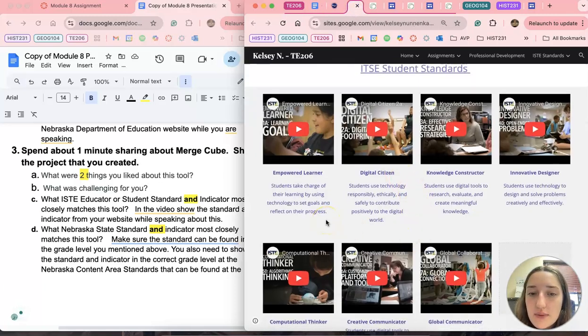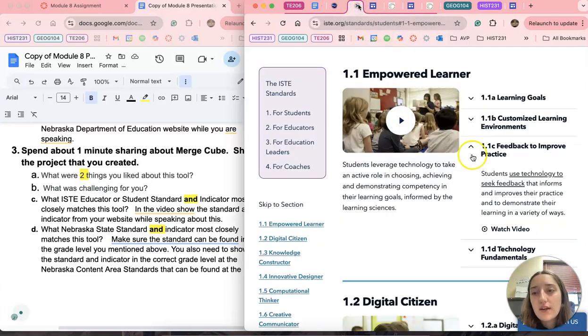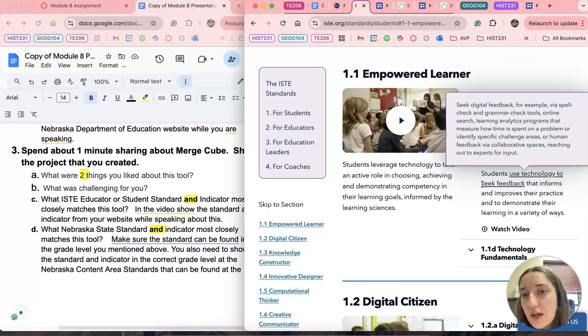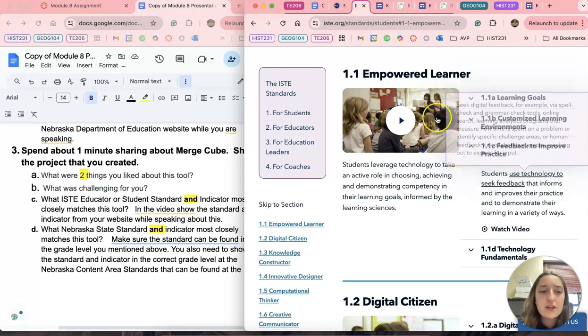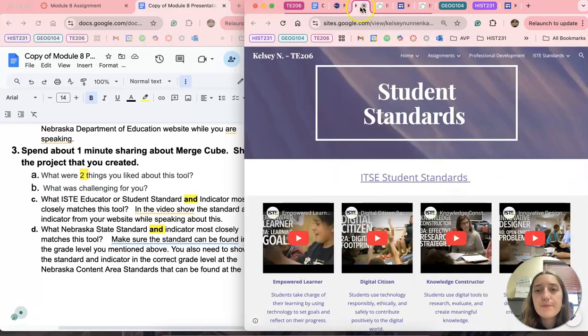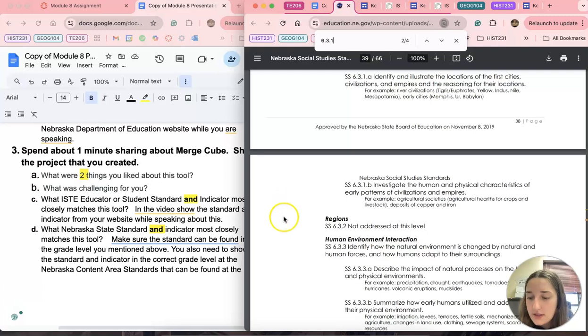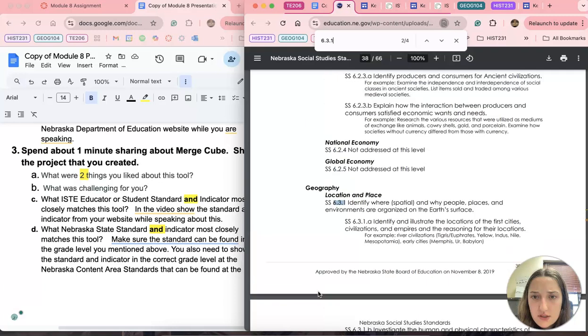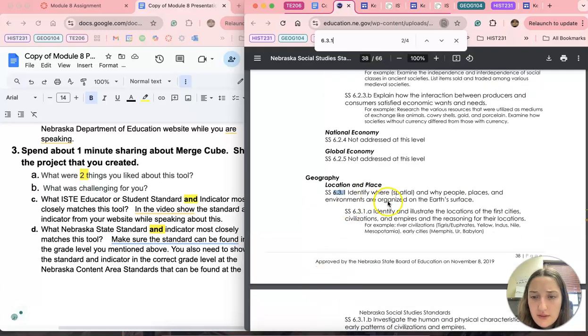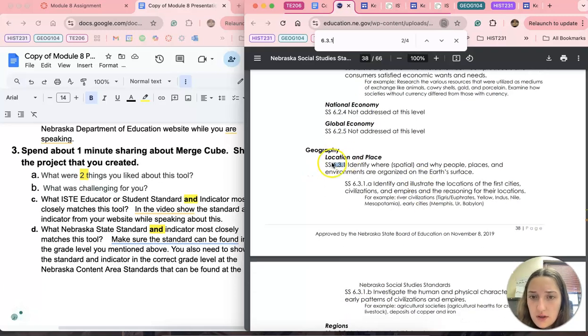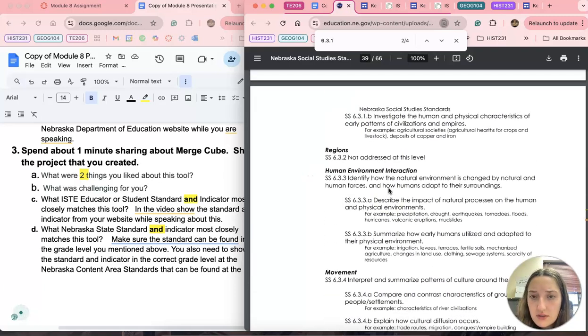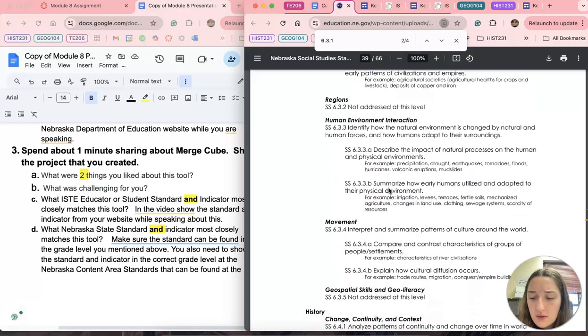Students take charge of their learning by using technology to set goals and reflect on their progress. Indicator, students use technology to seek feedback that informs and improves their practice and demonstrates their learning in a variety of ways. And then the state standard that I have for this one is 631D, identify where spatial and why people, places, and environments are organized. Where they are, this one is 6th grade, or middle school as well.